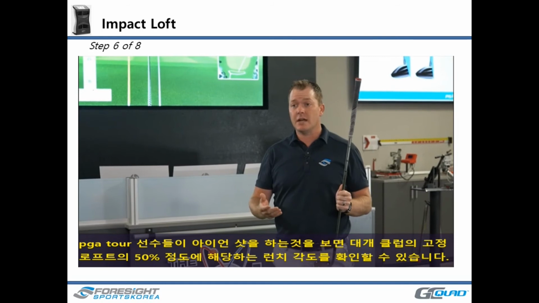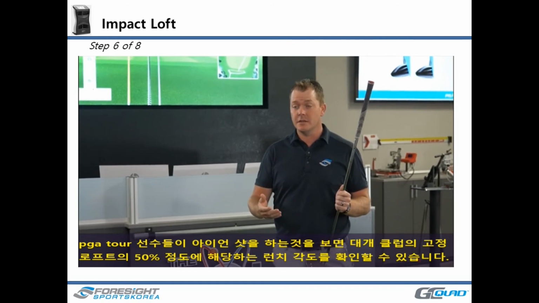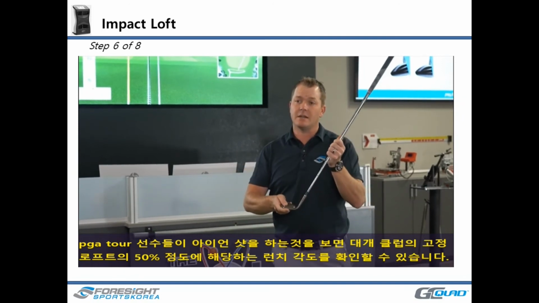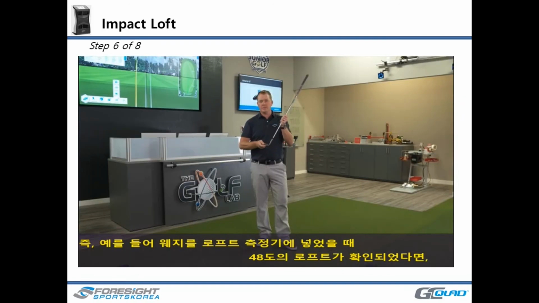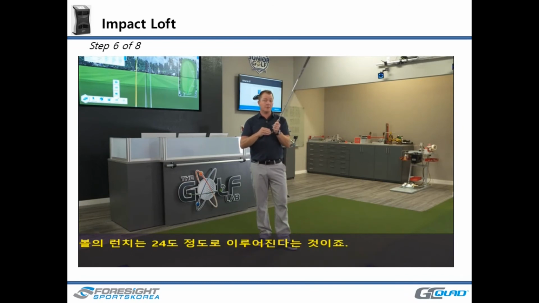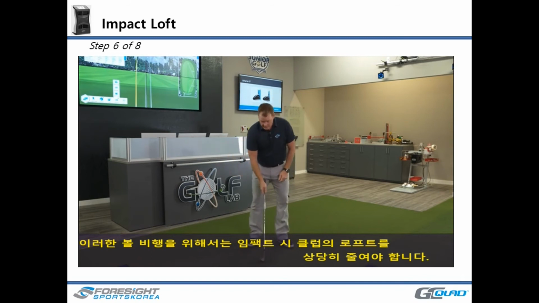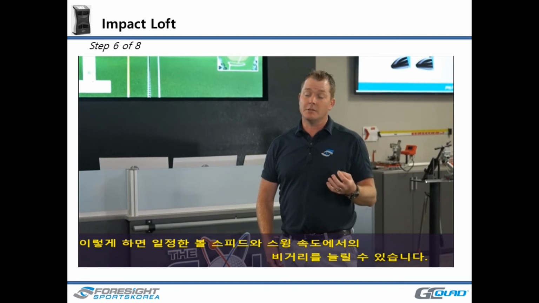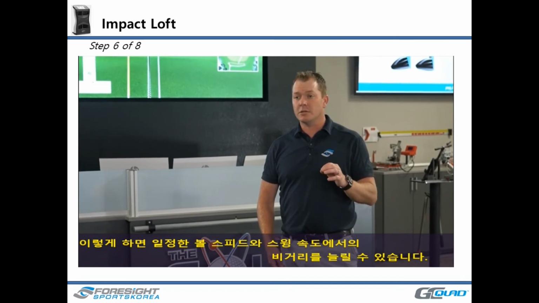So if we take a look at how PGA Tour players hit their irons, they often have a launch angle that's about 50% of the static loft on the golf club. So what that means is if I was to take this wedge and I put it in my loft machine and I saw that it was 48 degrees of loft, I'm going to launch that ball at about 24 degrees. Now, in order to do that, I'm going to have to significantly reduce the loft on the club at impact in order to create that flight condition. That's going to allow me to maximize the ball speed and the distance that ball will travel for my given swing speed.